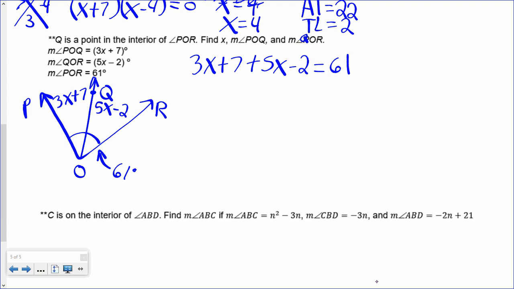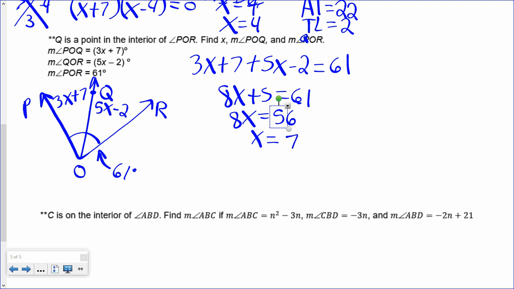Use your algebra. Can anybody condense that a little bit for me? Yep. 8x plus 5. Good. And then you subtract. What is that, 56? And then 7. So x is 7. Did everybody get 7? Okay.